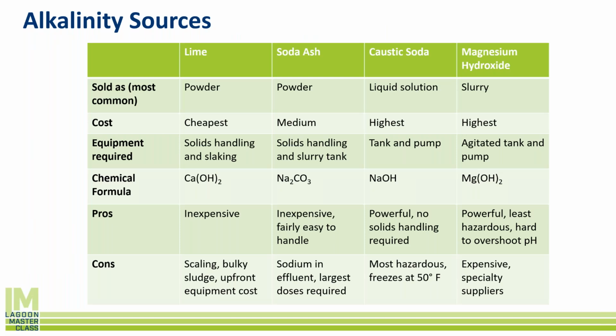You can get lime, you can get soda ash, or you can get caustic soda or magnesium hydroxide, which is the highest price. The problem with soda ash and lime and caustic soda also is that they can be a little bit hard to handle. They're hazardous materials. You can actually get chemical burns because they are so basic. They're also bulky, and they all have their own pros and cons in terms of the amount you have to use, the price, and the different effects you can have.